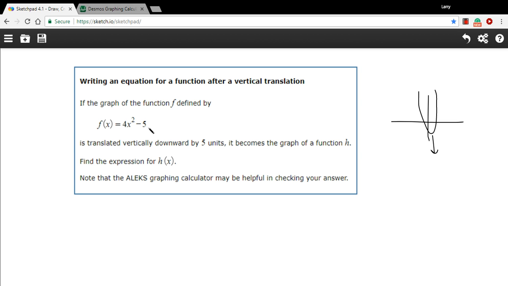So if we want to translate this down 5 units, our new function, h of x, is just going to be 4x squared minus 5 minus another 5, or minus 10. So that's how to write the equation for a vertical translation of a function.